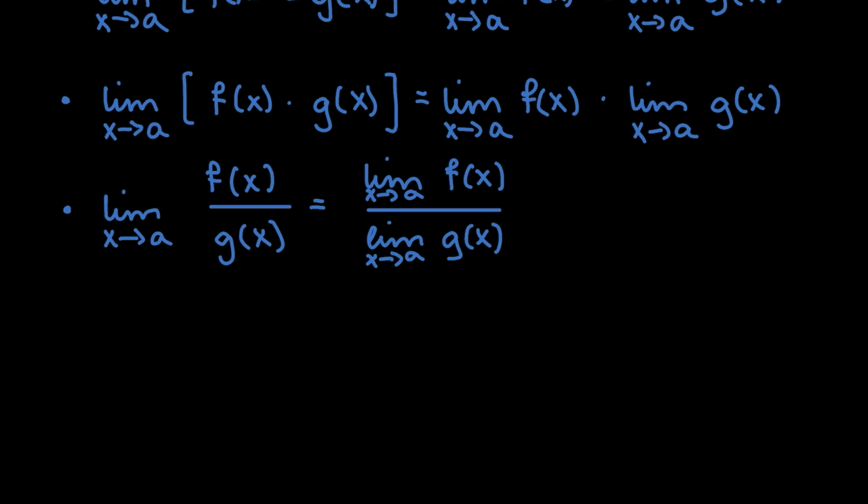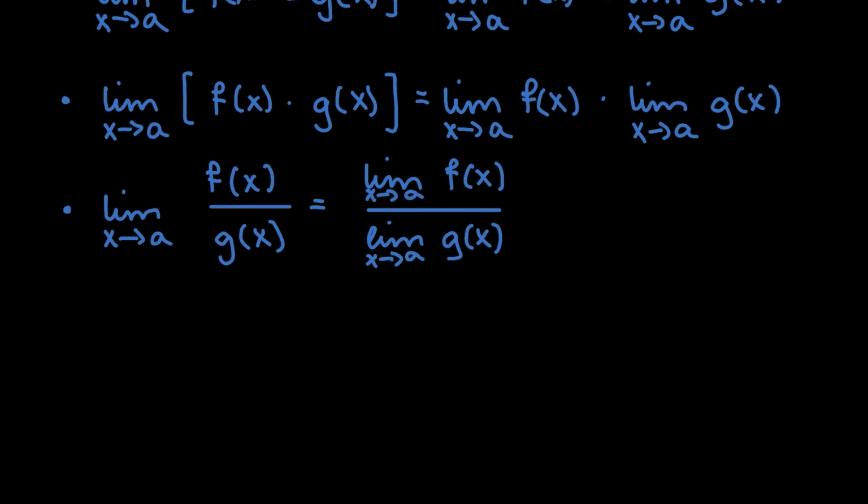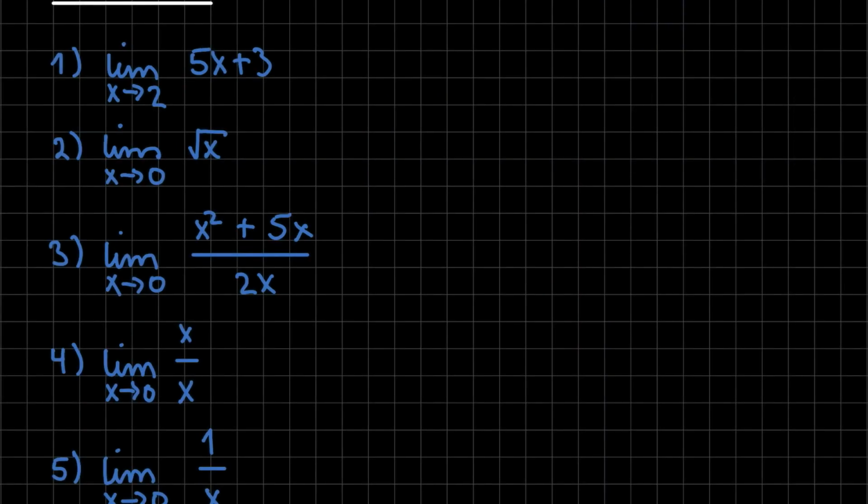Of course, given that the limit as x tends to a of g of x is not zero, of course we can't have 0 in our denominator. Okay, so now let's do some exercises to apply what we've learned.